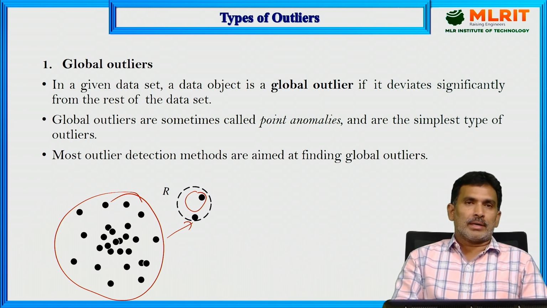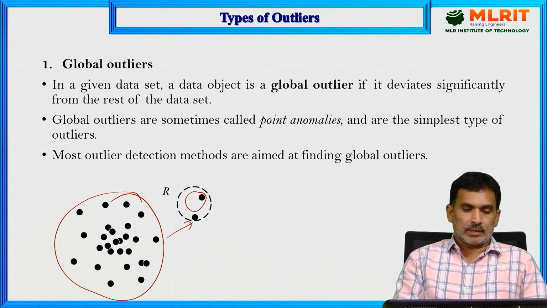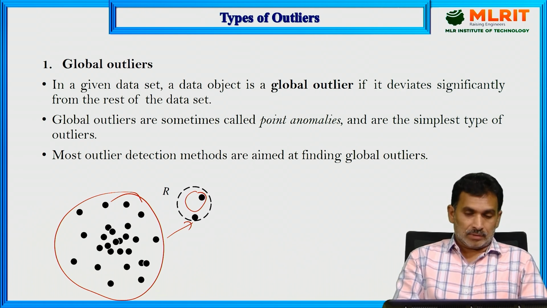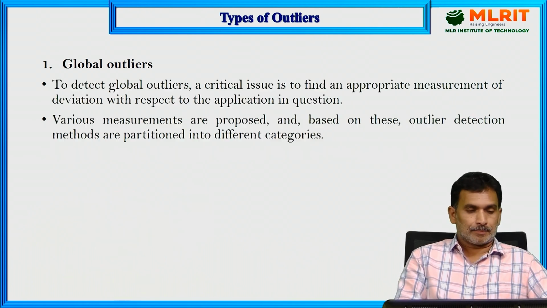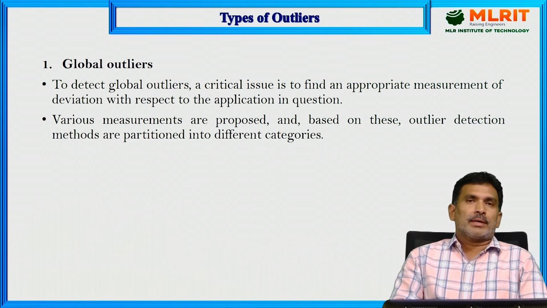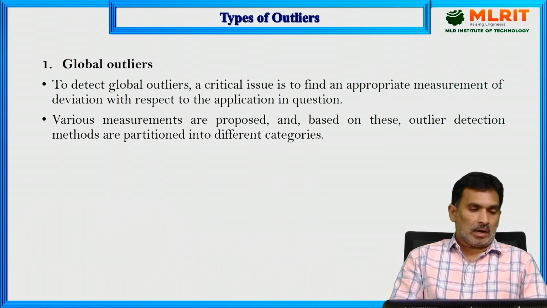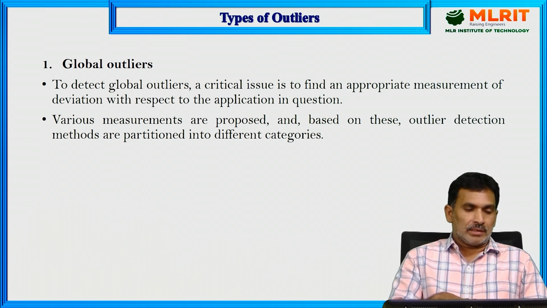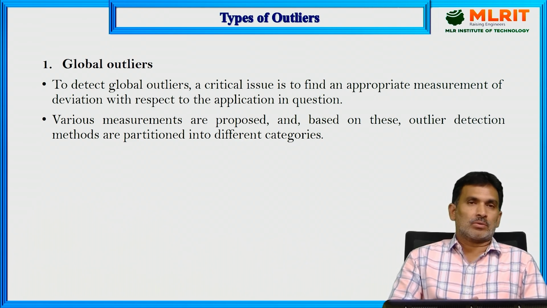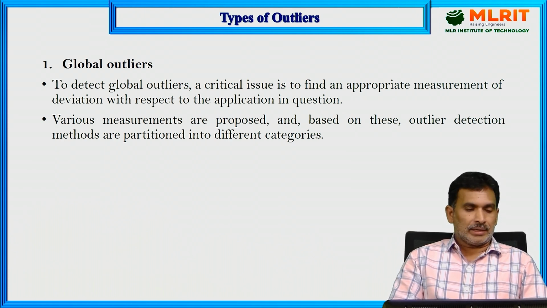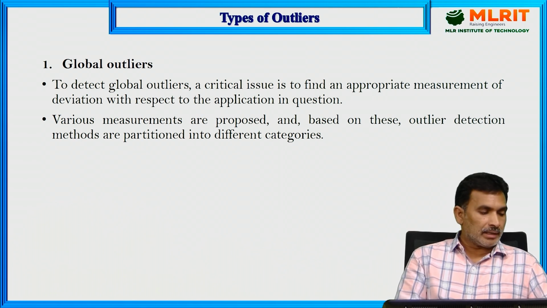Global outliers are sometimes called point anomalies and are the simplest type of outliers. Most outlier detection methods are aimed at finding global outliers. To detect global outliers, a critical issue is to find an appropriate measurement of deviation, with respect to the application in question. Various measurements have been proposed, and based on these, outlier detection methods are partitioned into different categories.